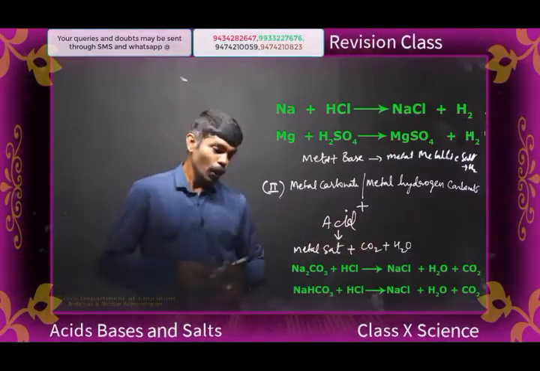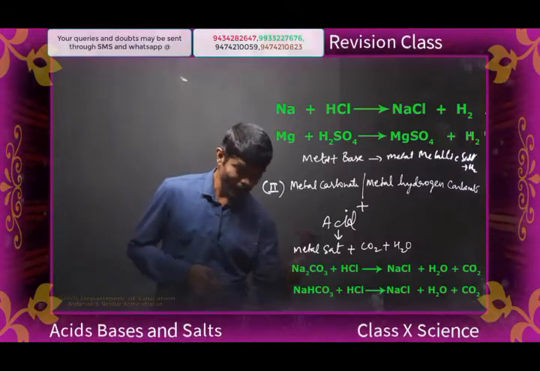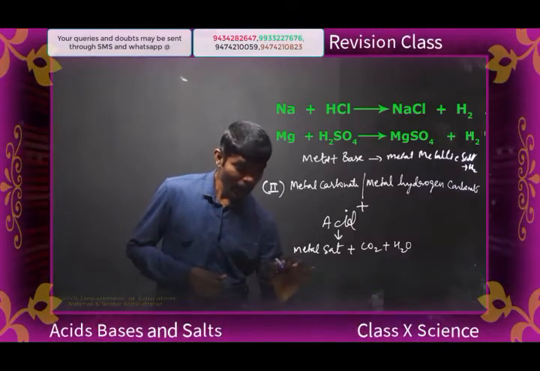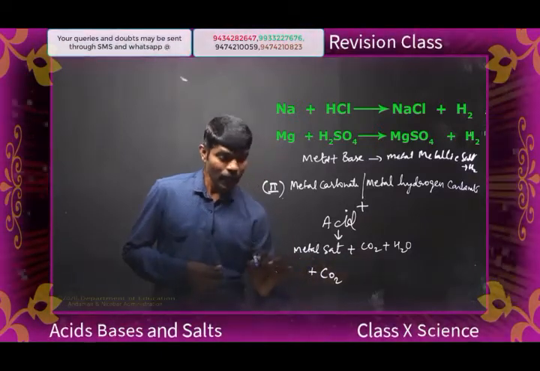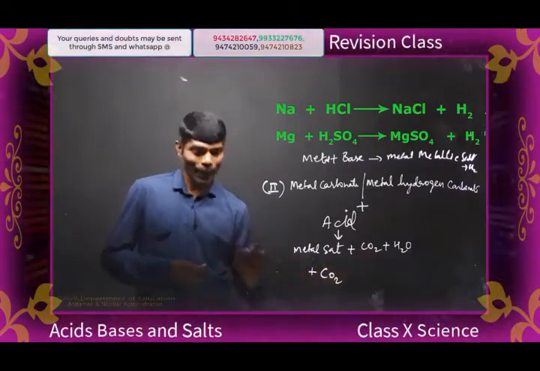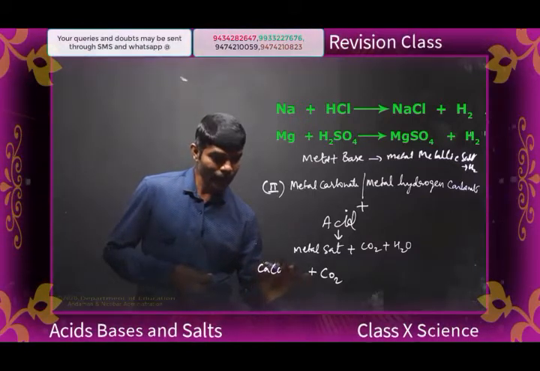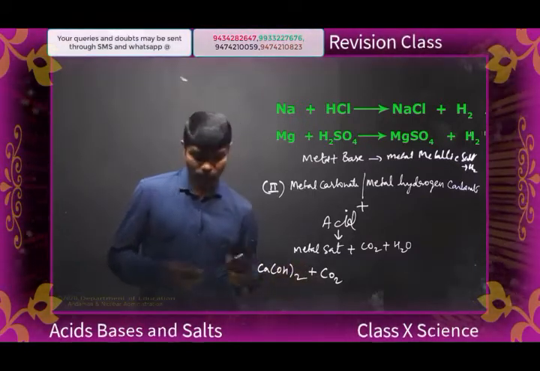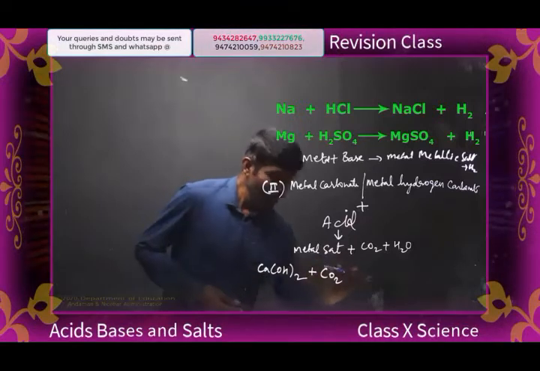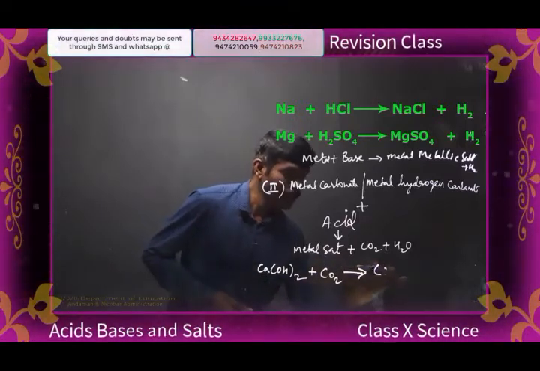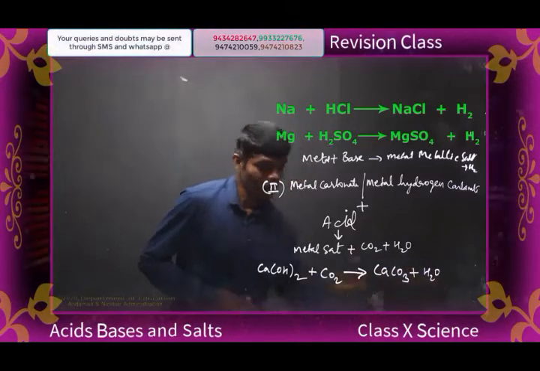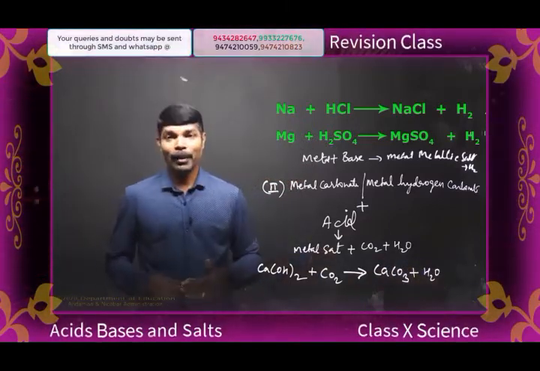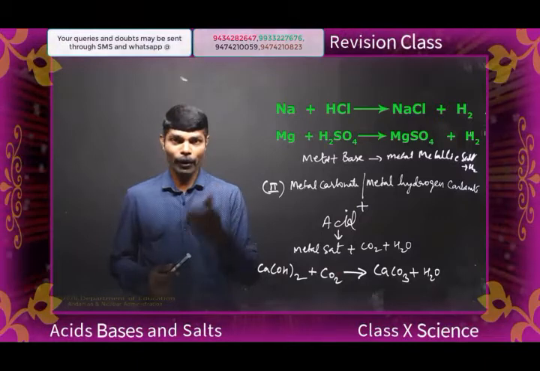How can we prove this? Let us take an example. When the evolved carbon dioxide gas is passed through freshly prepared calcium hydroxide, that is lime water, calcium hydroxide is also known as lime water, then the lime water turns milky due to the formation of calcium carbonate. Got it, children? Now calcium carbonate is also known as chuna, we call it, right?